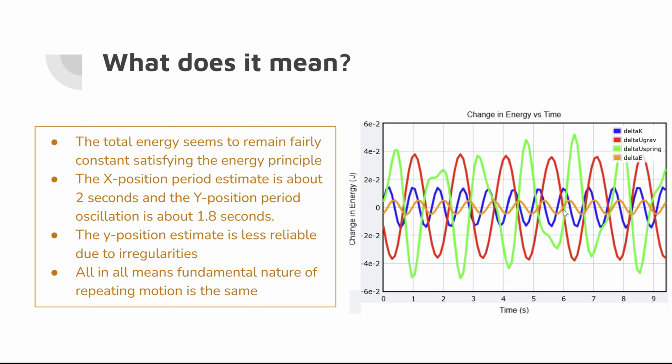So what does this all mean? The total energy seems to remain fairly consistent, satisfying the energy principle. The x position period estimate is about 2 seconds, and the y position period of oscillation is about 1.8 seconds. You can see this in the graph to the right. The y position estimate is less reliable due to irregularities, but this means the fundamental nature of the repeating motion is the same.